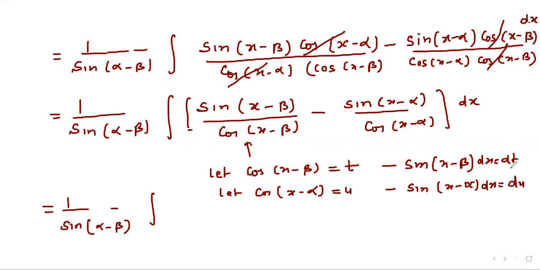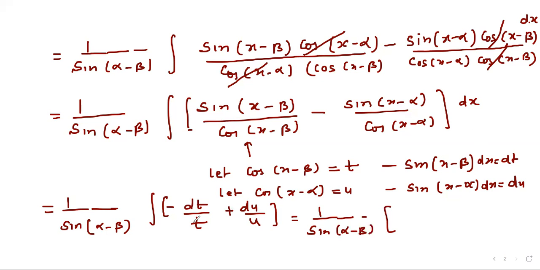So our question will become 1 upon sine alpha minus beta times integration. From here we are getting minus dt, so minus dt upon t, and from here we are getting minus sine x minus alpha dx equal to du. So this will become plus du upon u. Now this will become 1 upon sine alpha minus beta, and this will become minus log t plus log u plus c.